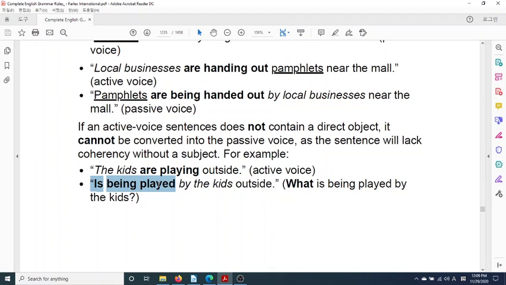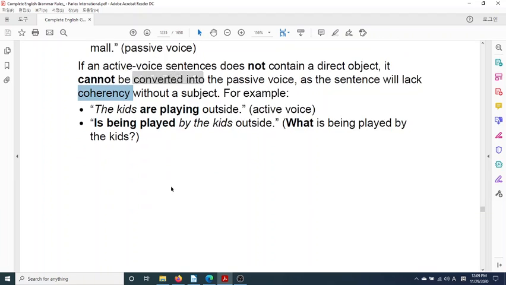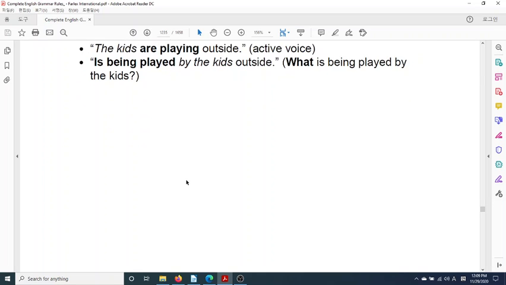Is being played by the kids outside? Is that a sentence? No. It makes no sense. It lacks coherency. It's not able to be understood because you're not saying what the subject is. Remember, every sentence must have a subject, no exceptions.